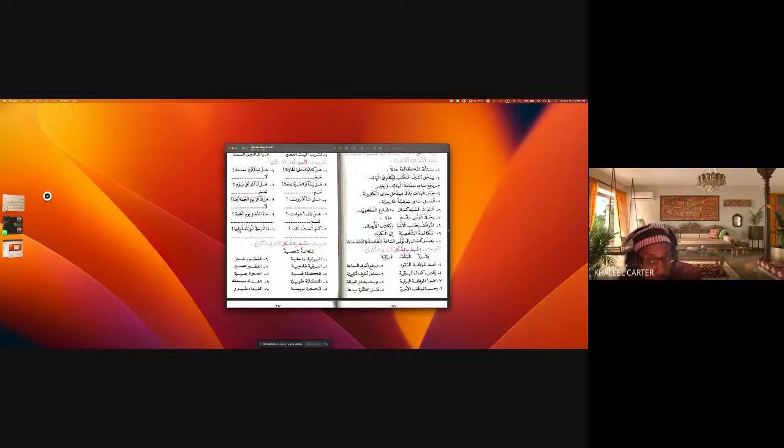Right? But remember, we said a fi'l needs a fa'il. So the fa'il, the one who's doing the action, is mustatir, it's inside, which is huwa. Right? Yusuf yadkhulu. Huwa is inside. As-salata is the maf'ul bihi. This jumla is actually the khabar for Yusuf. Because it's mubtada and khabar, right? Like you have here. This is the mubtada, and this is the khabar. But here, the khabar is not a single word. It's actually a jumla. It's a sentence. Okay?